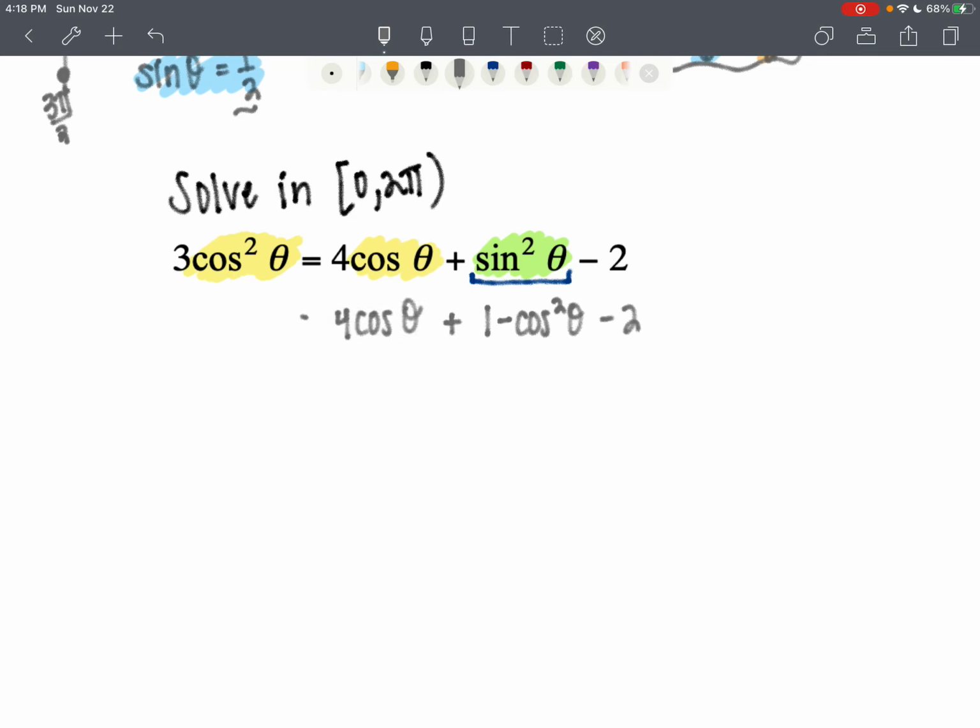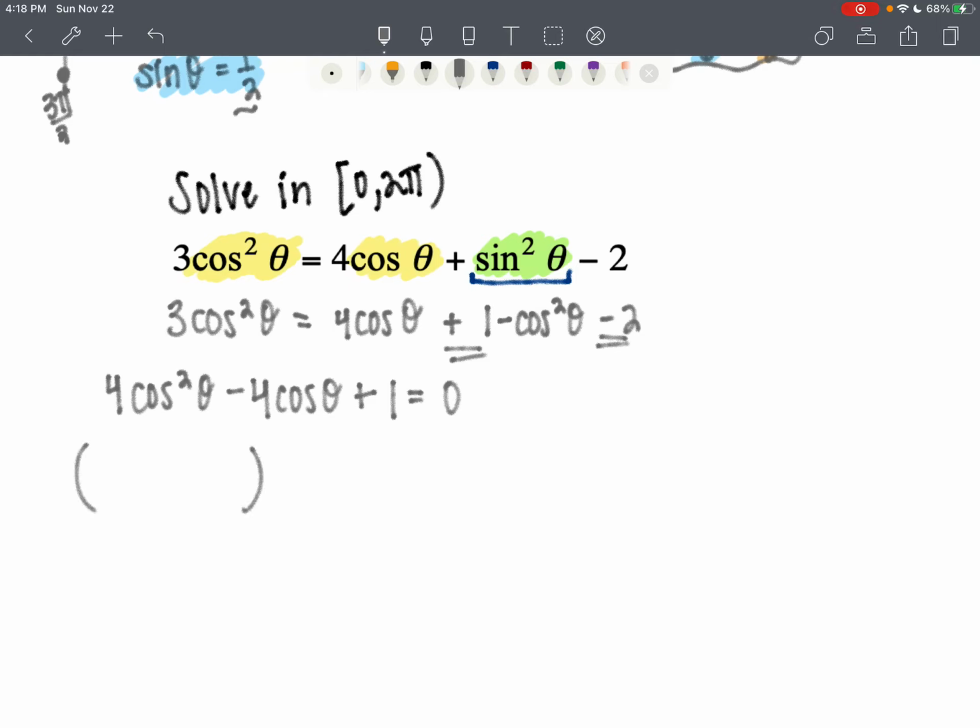So we have 4 cosine of theta plus 1 minus cosine squared of theta minus 2. That's on the right hand side, and then we have 3 cosine squared of theta on the left. I'm going to move everything to the left hand side so that my quadratic term has a positive coefficient of 4. I'm going to subtract 4 cosine of theta from both sides. 1 minus 2 is negative 1. I'm going to add that to the other side, and we get 4 cosine squared of theta minus 4 cosine of theta plus 1 equals 0.